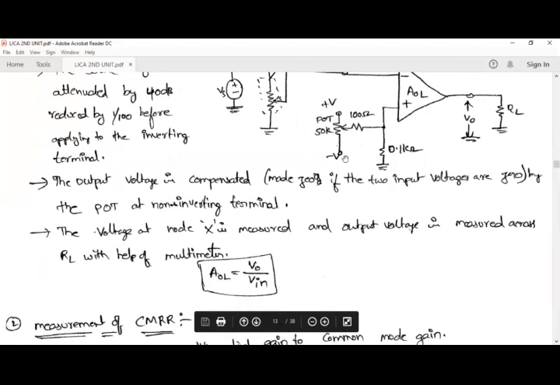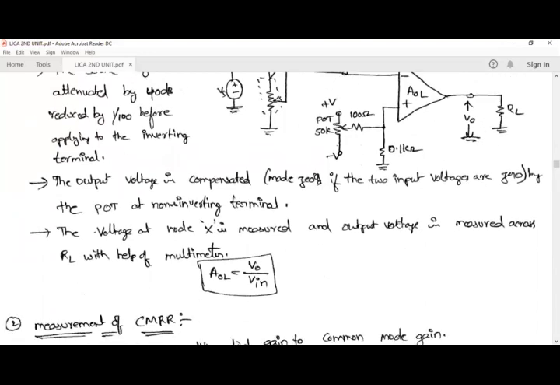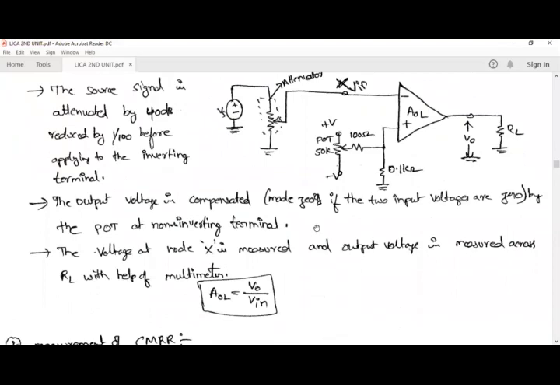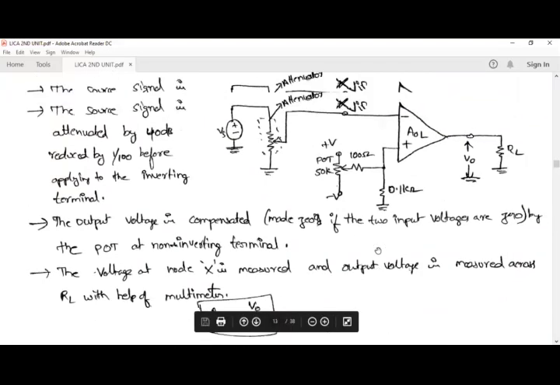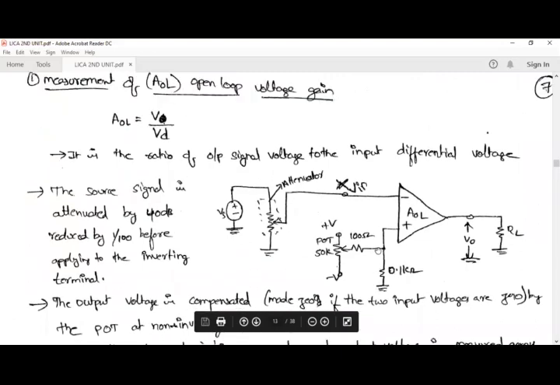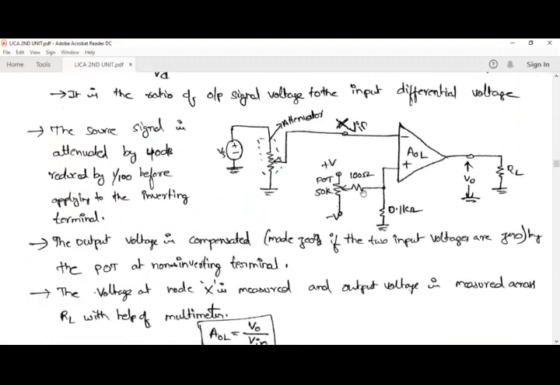With the help of a multimeter, we are going to measure the voltage at node X with respect to ground, and we are going to measure the output voltage at the same time. If we know the output voltage and the input voltage, that is the voltage at node X, then we can calculate the open loop voltage gain, AOL. This is how we measure the open loop voltage gain.